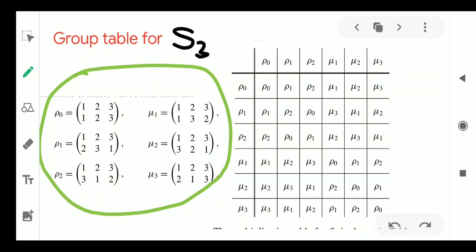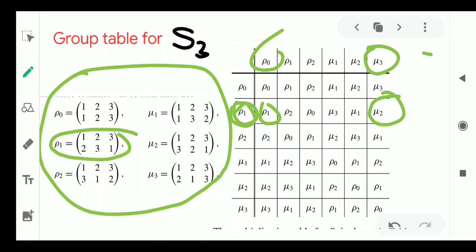Now what about this one? This element comes as product of this and this. How will you get this one? This is rho 1 with mu 3. Rho 1 with mu 3 means this rho 1 and mu 3. How will you get the image? First of all, you have to deal with mu 3. That's 1 goes to 2, 2 goes to 3. Therefore, it is 2 goes to 3. 2 goes to 3 appears here. You can see 2 goes to 3. 3 goes to 3. Okay, like that, you can compute all those things.